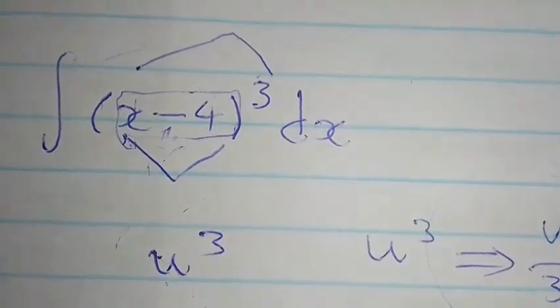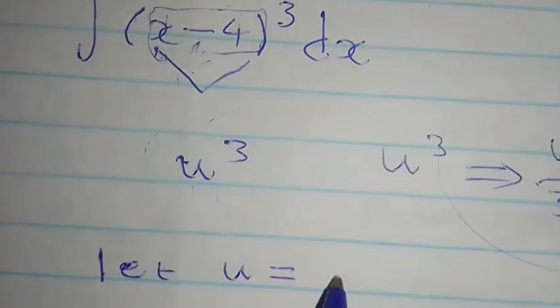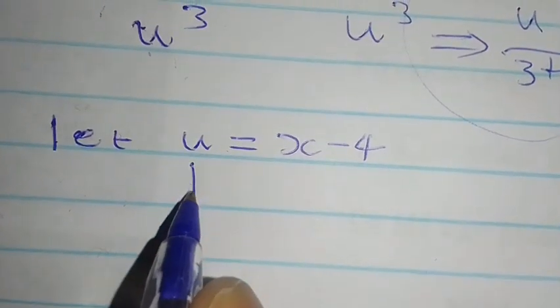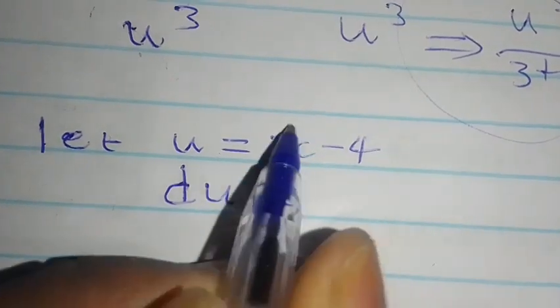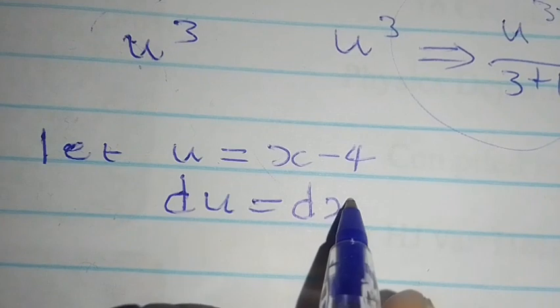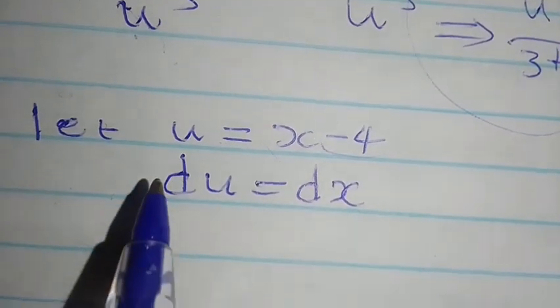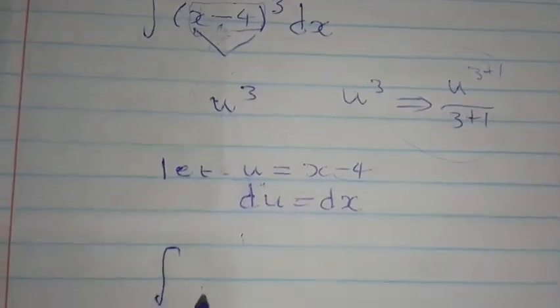So how does that work? You're going to say let u be the inside function, let u equals x minus 4. Then if you derive u, you're going to have 1 du. Then if you derive x, you're going to have 1 dx, or just dx. Then the derivative of 4 is 0. That means that du is equal to dx in this case. So if du is equal to dx, then we're going to have this.